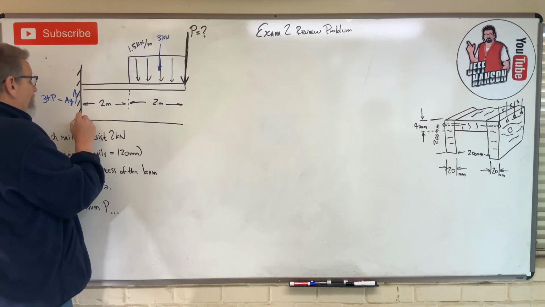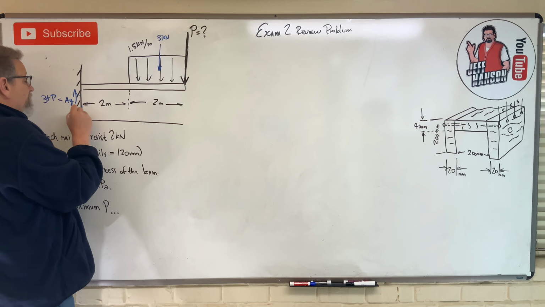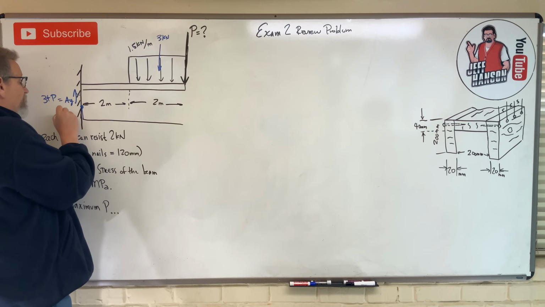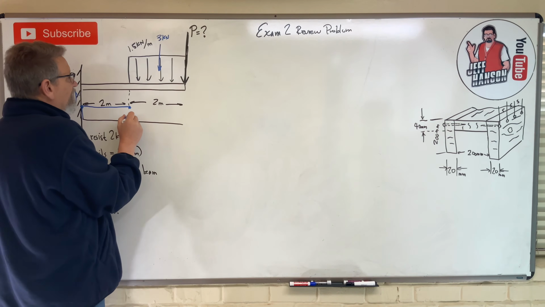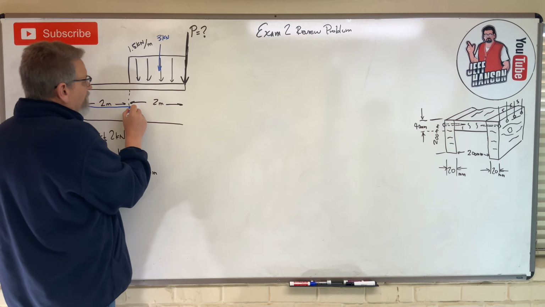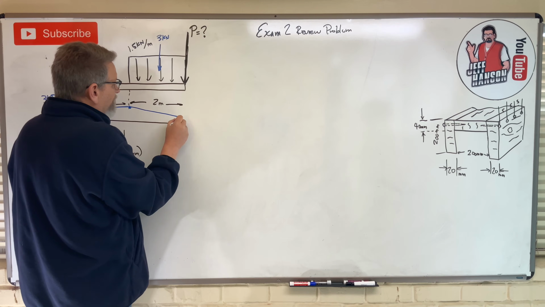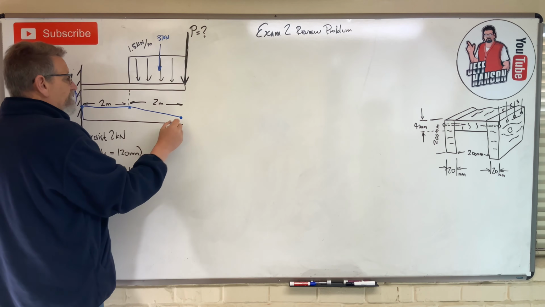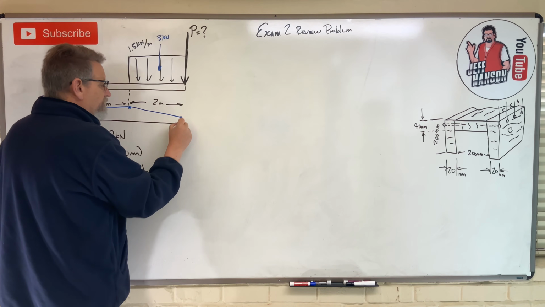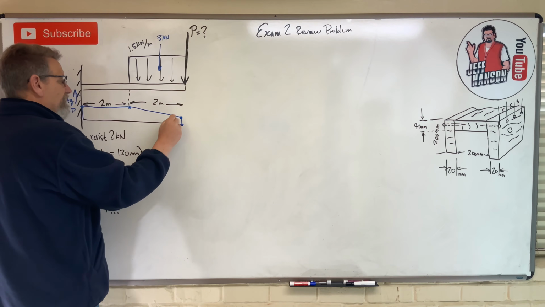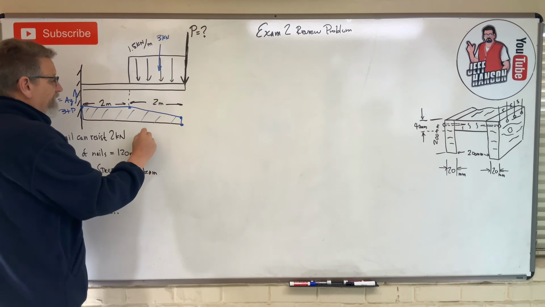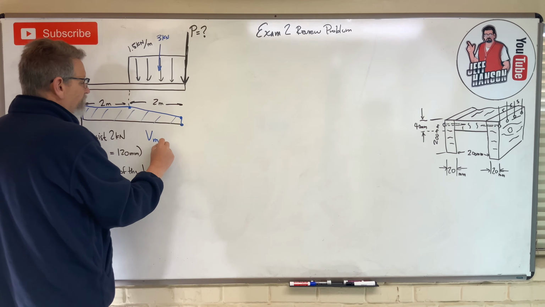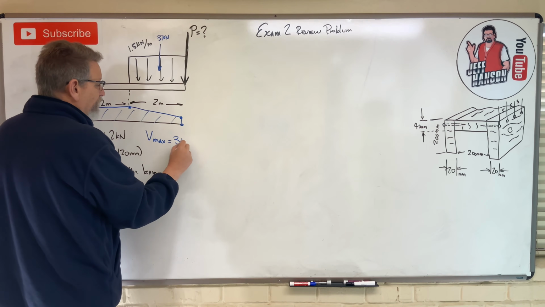So my shear diagram would look like this. I have to go up 3 plus P, right there, 3 plus P, and then no change, no change, no change, bam, right? And then go down 3, whoop, there I am going down 3, okay? And then over at the end, I have to go down P, back to 0, okay? So there is my V diagram. So V max on this beam is 3 plus P.